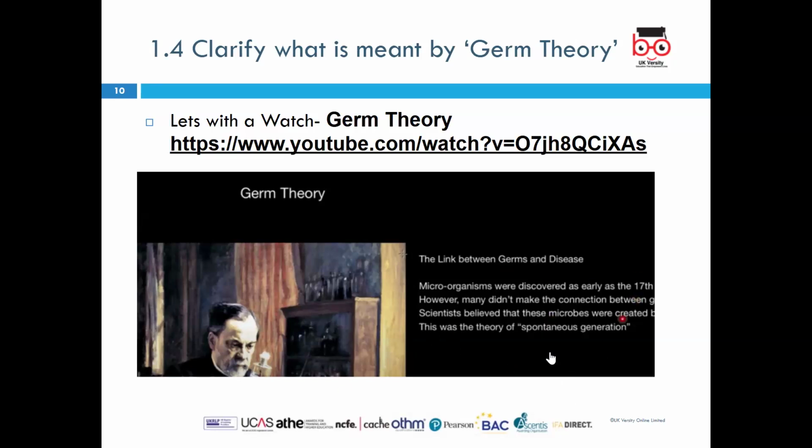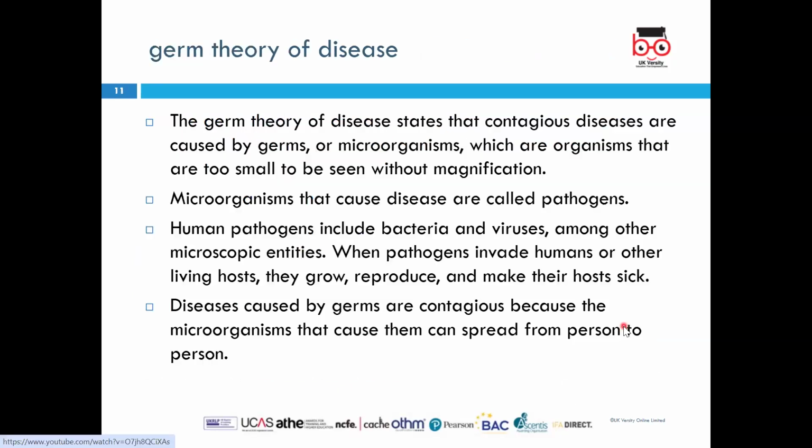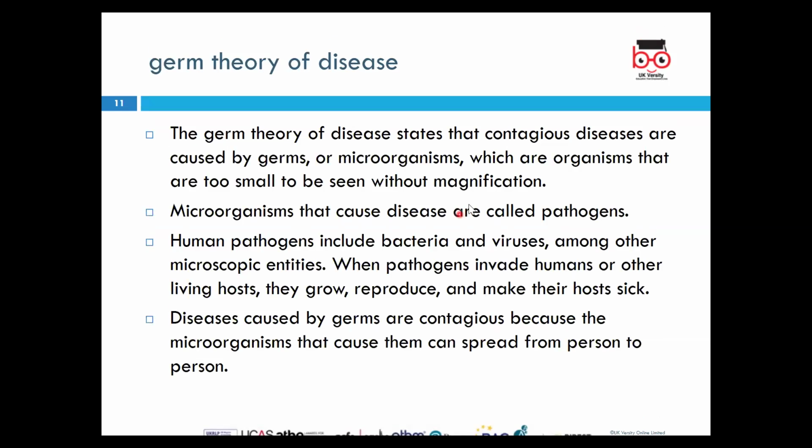This was through the theory of spontaneous generation, where you could spontaneously generate the germs and then produce disease. So the germ theory of disease states that contagious diseases are caused by germs or microorganisms, which are organisms that are very small because they're micro, they're very small.